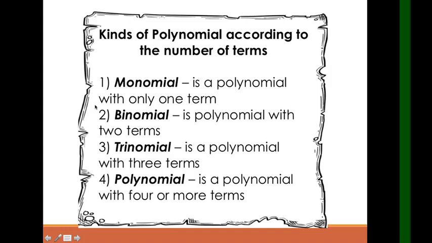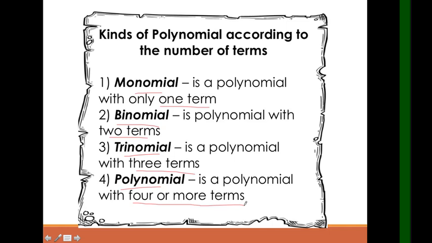There are also kinds of polynomial according to the number of terms. Kapag yung term ay single or one term lamang, monomial ang tawag sa kanya. Binomial is a polynomial with 2 terms. Trinomial naman is a polynomial with 3 terms. And a polynomial with 4 or more terms, we actually call a multinomial. Okay, pag sobrang dami, 4 or more terms na siya.